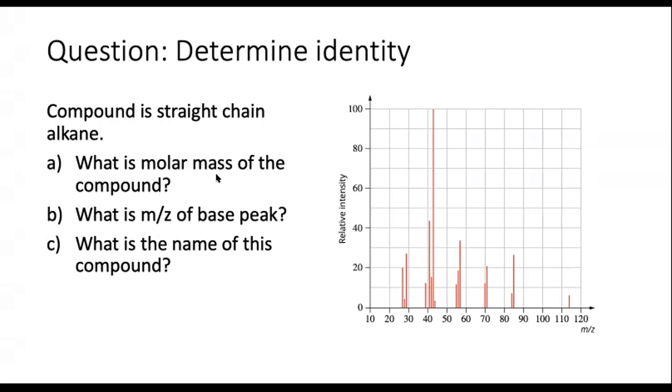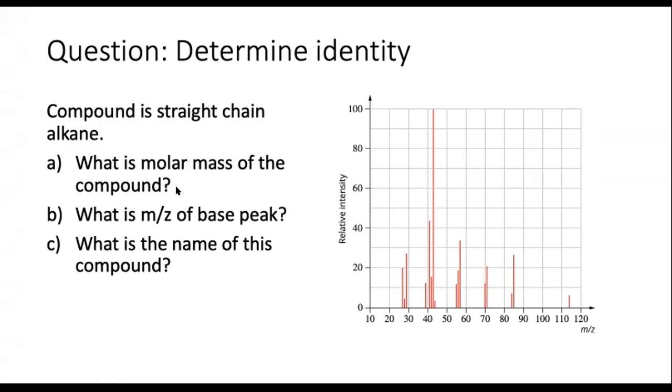Okay, so for part A, the molar mass of the compound is just given by the molecular ion peak, and we can see here that it's at about 114. So that's part A. For part B, we want to find the mass to charge ratio of the base peak. If we just read off the mass spectra, it's at about 43. It's the mass to charge ratio of the base peak, the one that's the most abundant, which is this one over here. It has a mass to charge ratio of about 43.